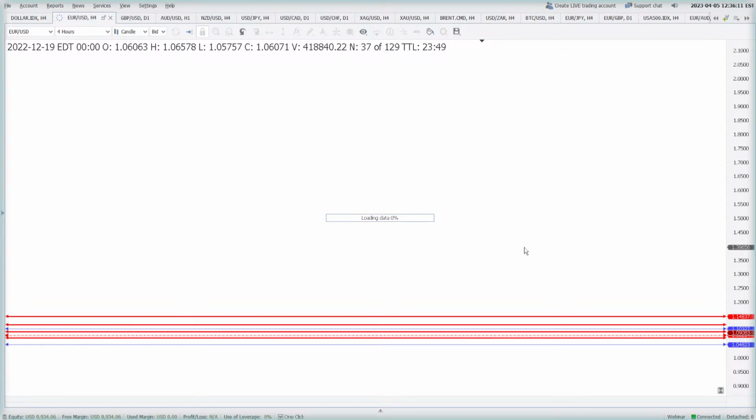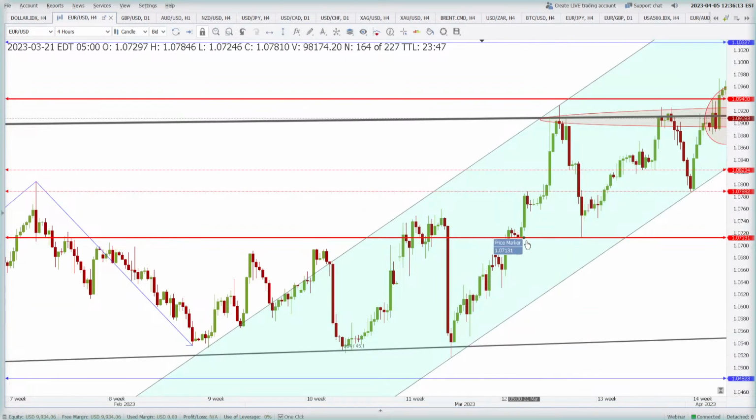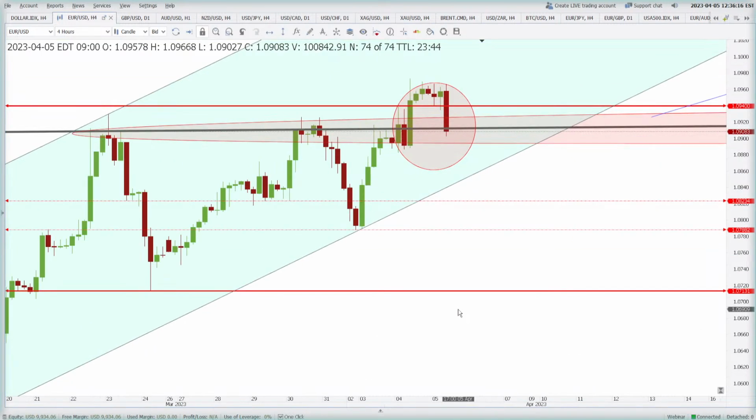Let me bring out the 4-hourly chart. So you see here the euro. This is 4th of April. This is also 4th of April. This is 4th of April. This is 4th of April. This is 5th of April.